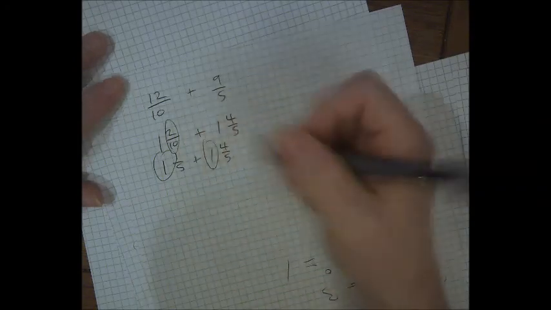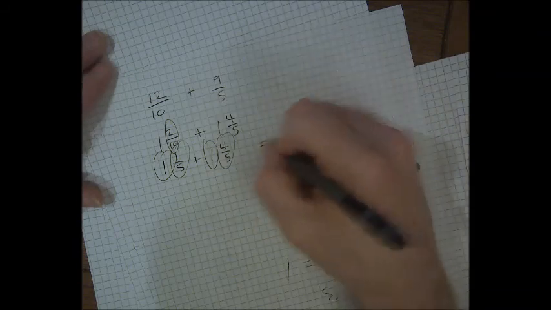So 1 plus 1 is 2 wholes. 1/5 plus 4/5 is 1 whole. So the answer is 3.